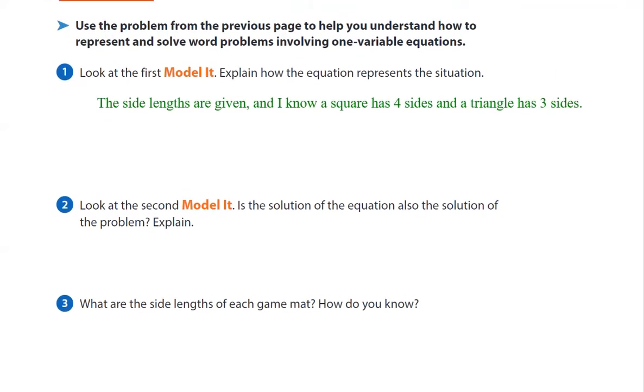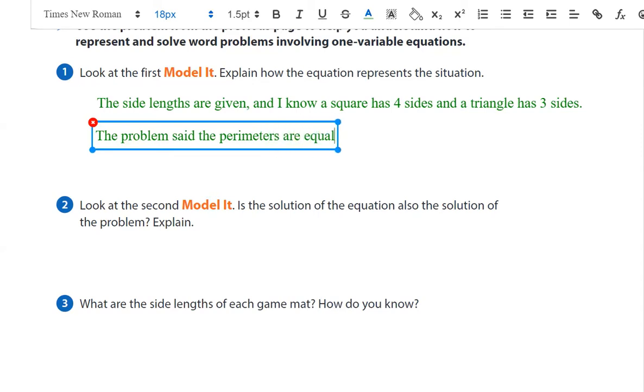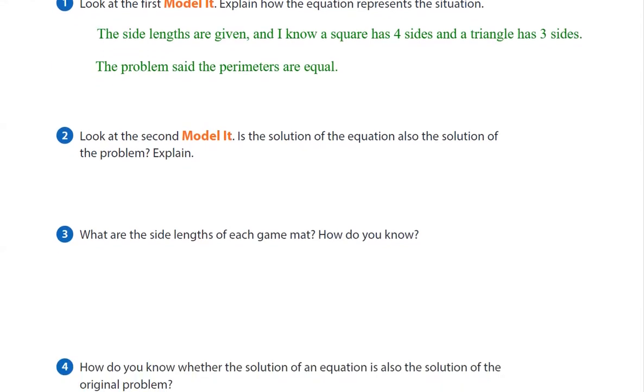And oh yeah, actually, I guess I could put the problem said the perimeters are equal. I never spell perimeter. Perimeter. No. Oh, that's worse. Hang on. Are equal. There we go. That's why we made them equal. The square on one side and the triangle on the other side.